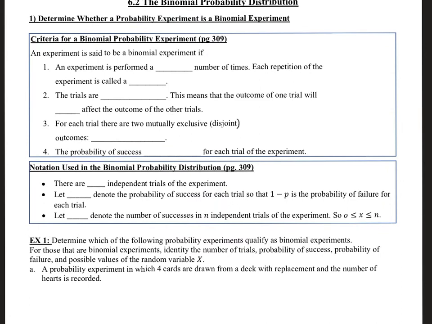First off, an experiment is performed a fixed number of times. Each repetition of the experiment is called a trial. The trials are independent. This means that the outcome of one trial will not affect the outcome of the other trial. For each trial, there are two mutually exclusive or disjoint outcomes, which are success or failure. And the probability of success is the same for each trial of the experiment.